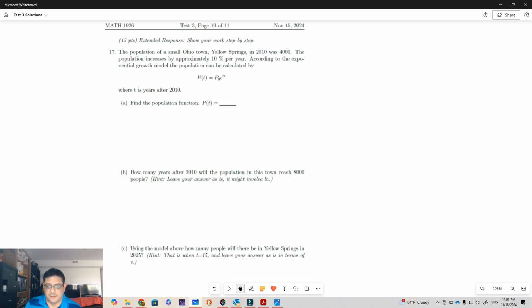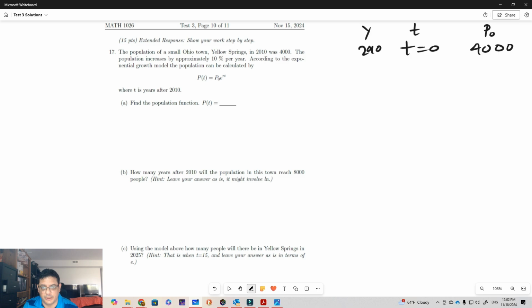Now, the last question is the standard response. The population of Yellow Springs, Ohio in 2010 was 4,000. So this means that 2010 we're going to classify as t equals 0, and the population was 4,000. So P0 was this. And so we can write what this is.